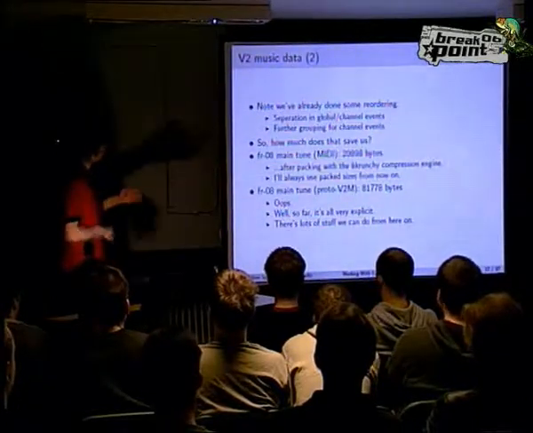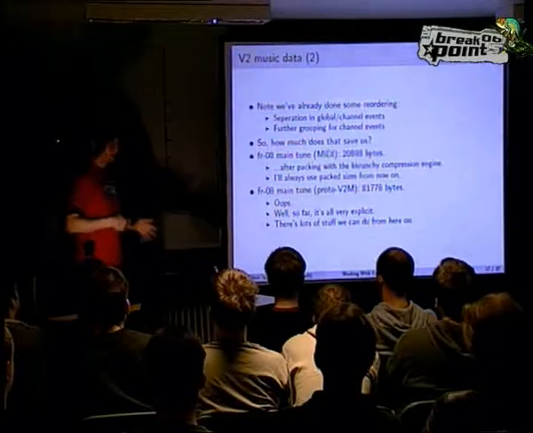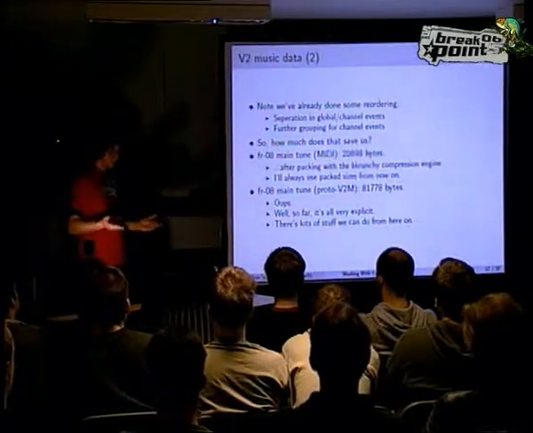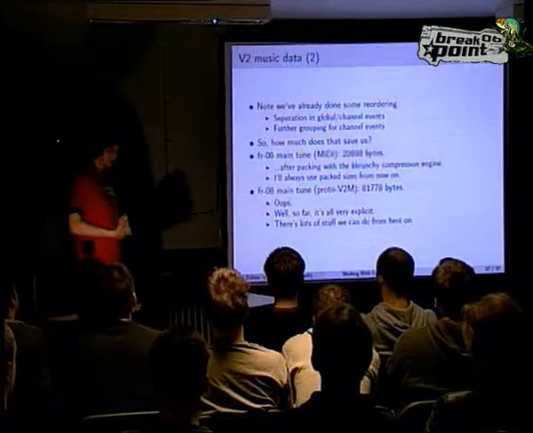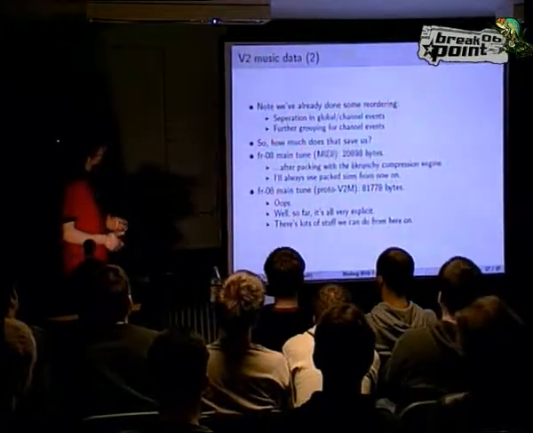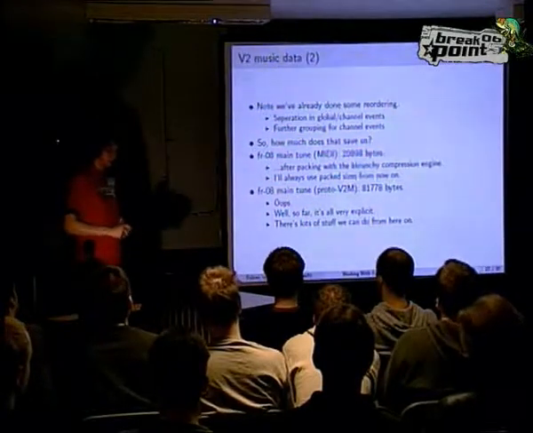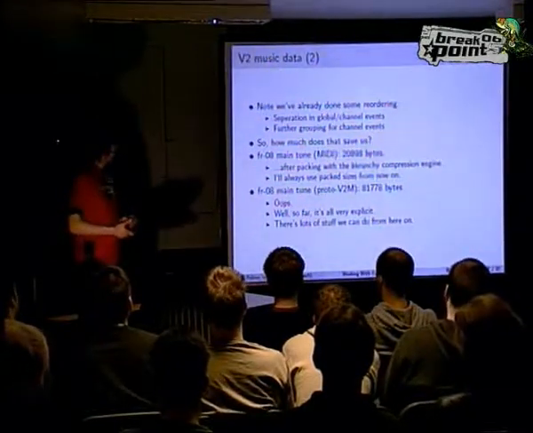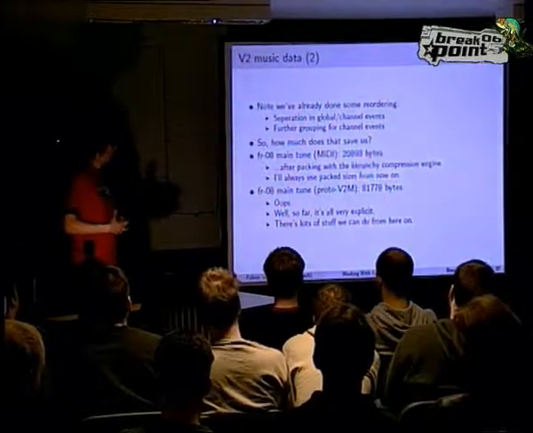So we've already done some reordering there because we've separated everything into global and channel events, and we have some further grouping for the channel events. The question would be how much it saves us. For the FR8 main tune in MIDI format, you have about 21 kilobytes after packing with the Crunchy compression engine.